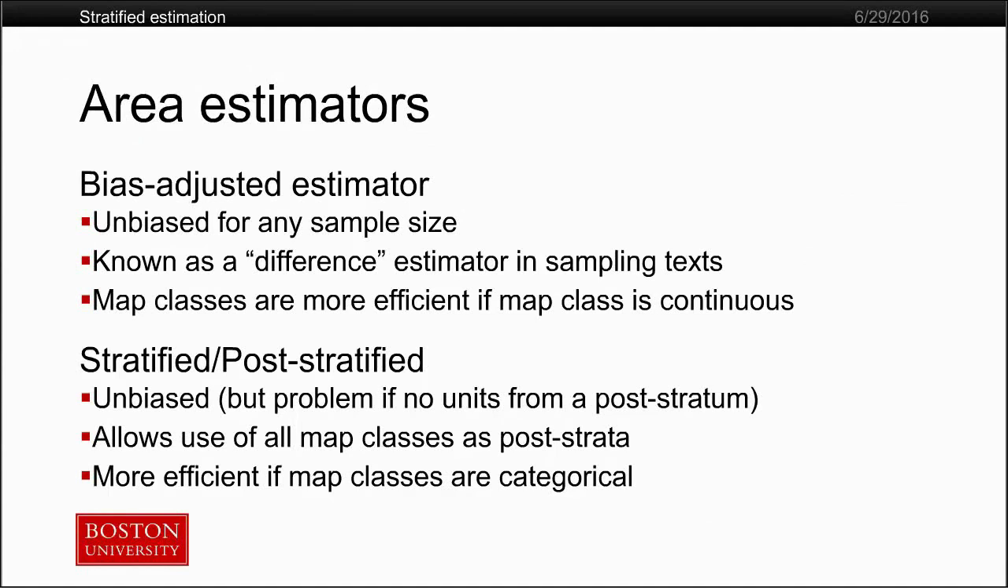in the methods and guidance documents, as I said, we're trying to outline guidance for this. And I think what one can say, though, is that if we have continuous map classes, so we have a map where each pixel has like a percentage of deforestation, the bias-adjusted estimator will give you a slightly smaller standard error or confidence interval. Whereas if your map classes are categorical, meaning that each pixel belongs to exactly one of five or six or whatever map classes, each pixel has exactly one map label, then a stratified estimator is preferable.